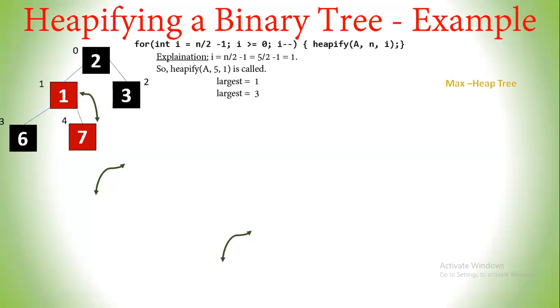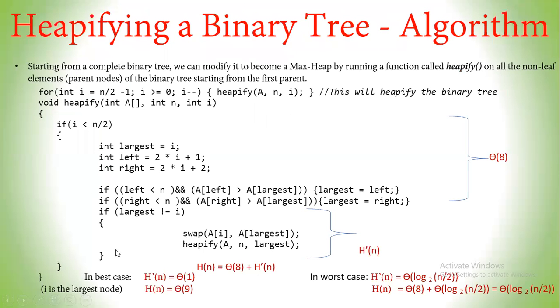So now largest is 4, and largest is not equal to i. I is 1 here. So largest is not equal to i, which means inside this we should swap AI with A largest.